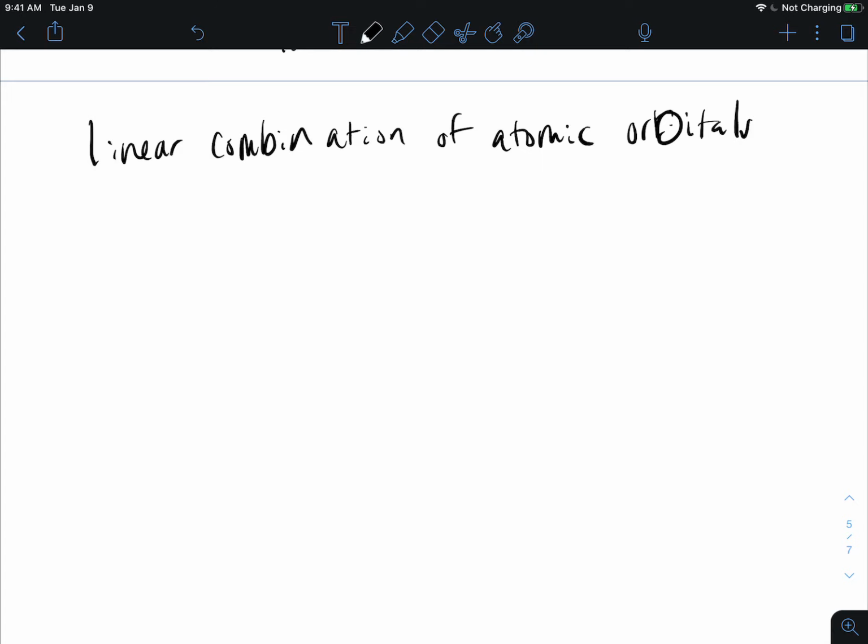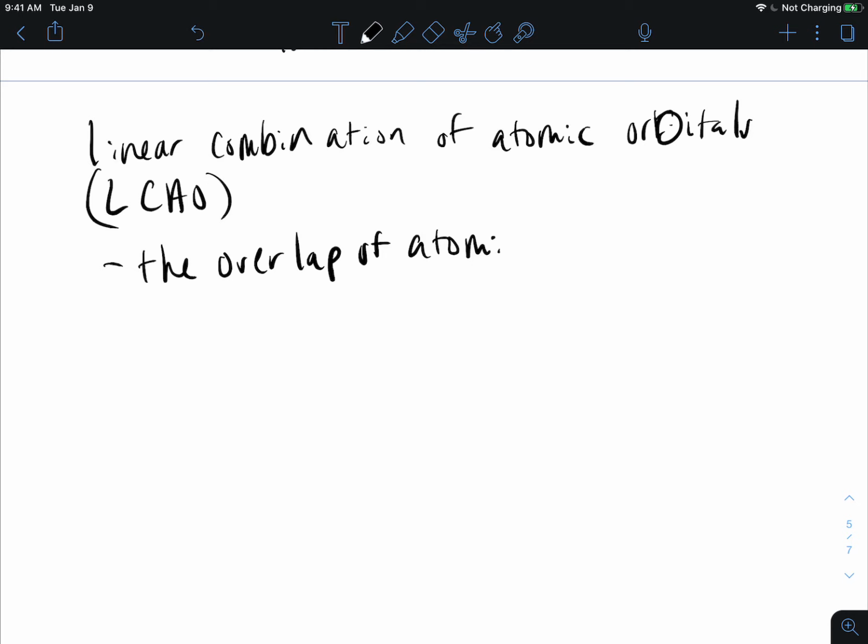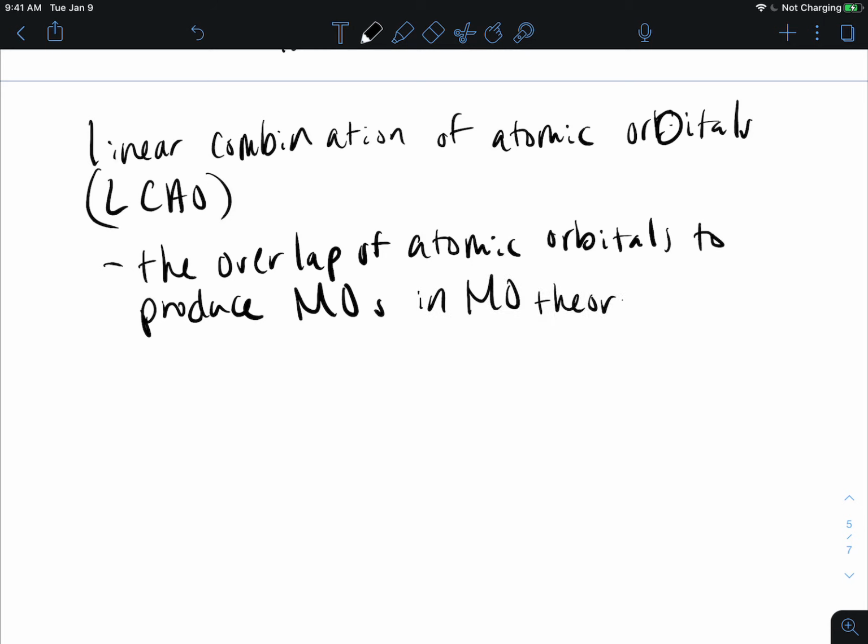So what we do in order to produce these molecular orbitals is a linear combination of atomic orbitals, or LCAO. So the overlap of atomic orbitals to produce molecular orbitals in MO theory is called the linear combination of atomic orbitals. Okay?